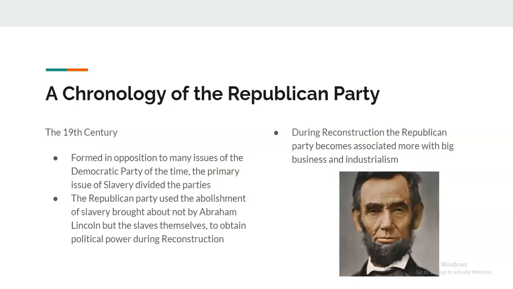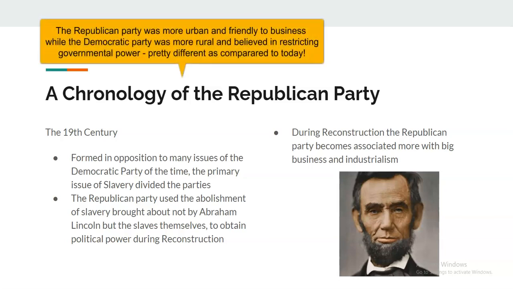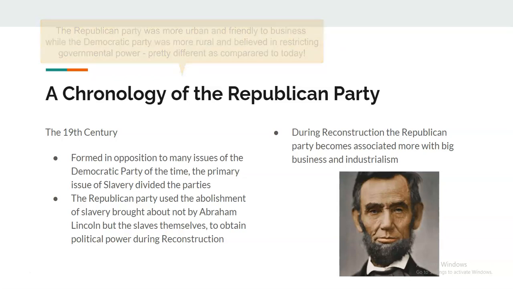The chronology of the Republican Party. The 19th century. Formed in opposition to many issues of the Democratic Party of the time, the primary issue that divided the two parties was slavery. The Republican Party used the abolishment of slavery, brought about not by Abraham Lincoln, but by the slaves themselves, to obtain political power during Reconstruction.